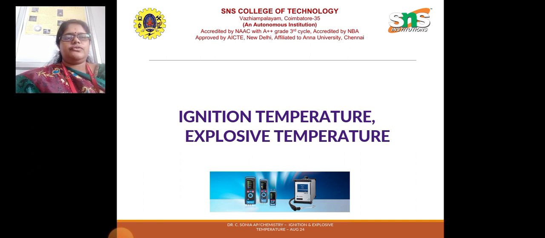Today in this session, we are going to see about the ignition temperature and the explosive temperature. First, we will discuss these in the context of the design thinking pattern. Let us explore how the design thinking approach can be applied to understand the ignition temperature and the explosive temperature within an industry context.